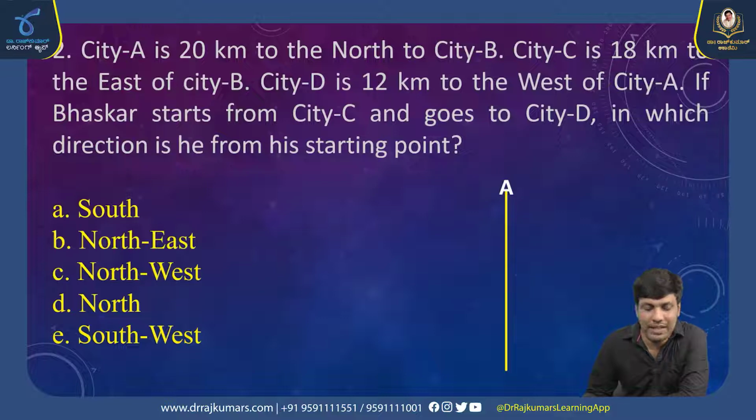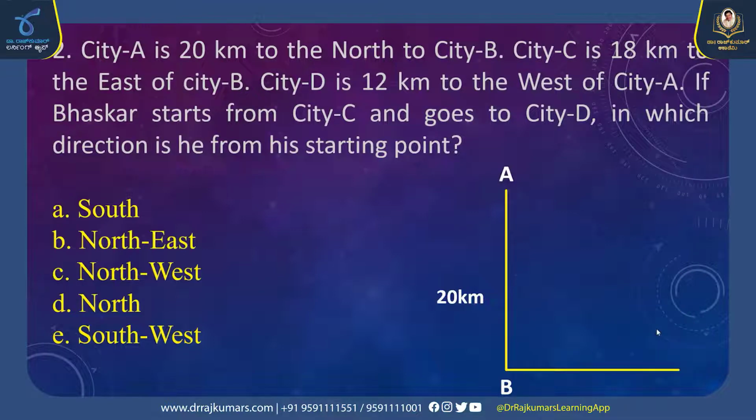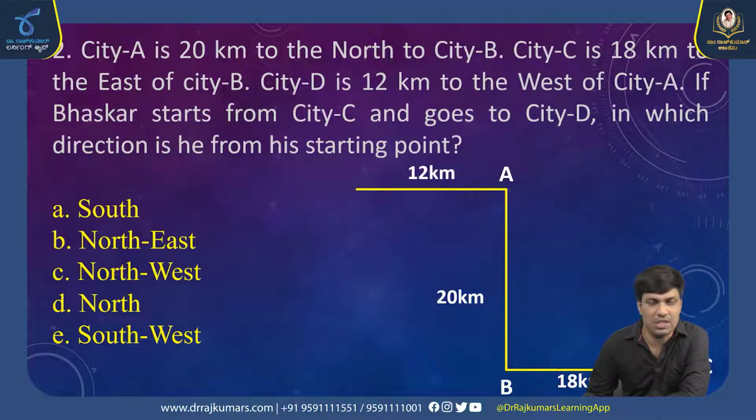City A is 20 km to the north of city B. There is city B. From city B, city A is at a distance of 20 km, and that too in the north direction. Next, city C is 18 km to the east of city B. We have city B here. From city B, city C is 18 km to the east. East means going in the right direction. Then another city, city D, is 12 km to the west of city A. City D is situated in the west direction, 12 km away from city A.